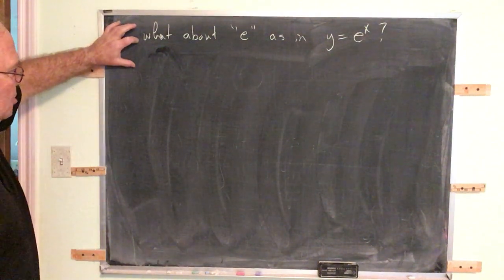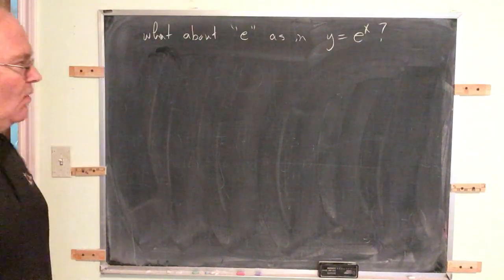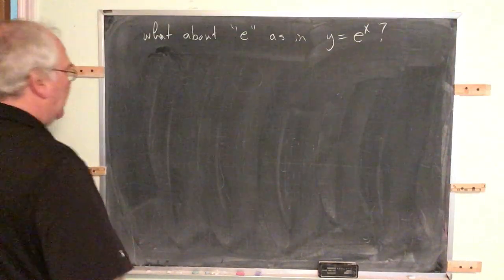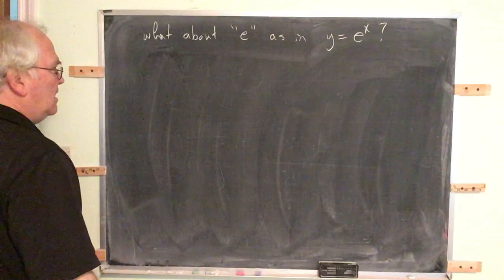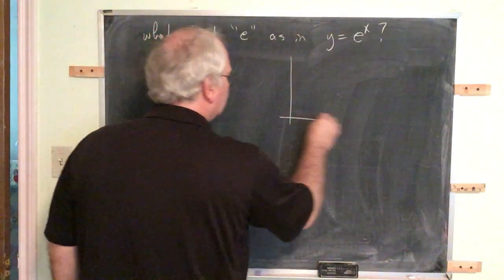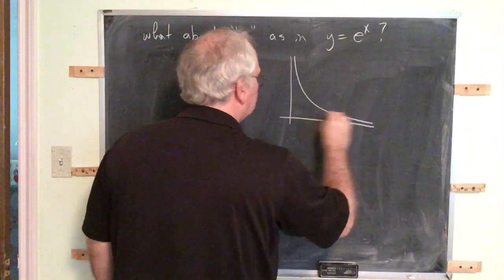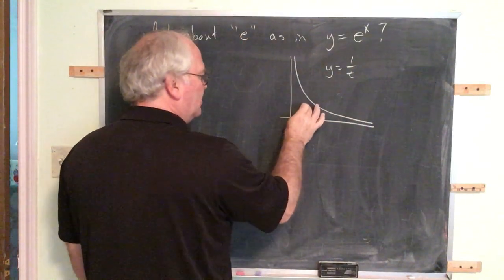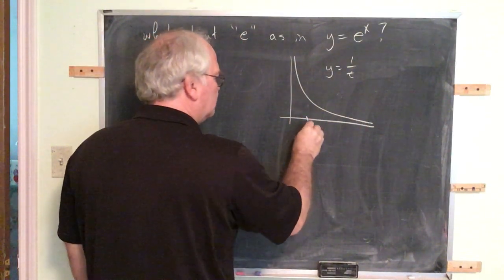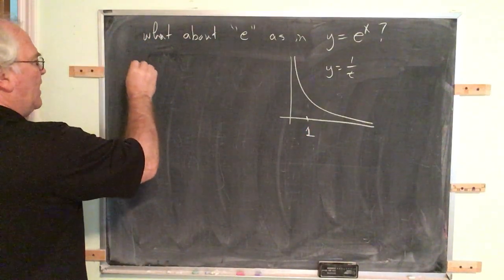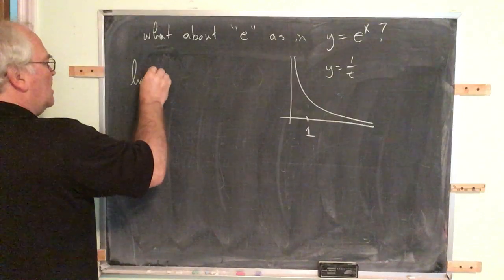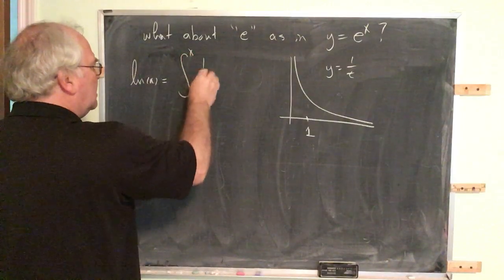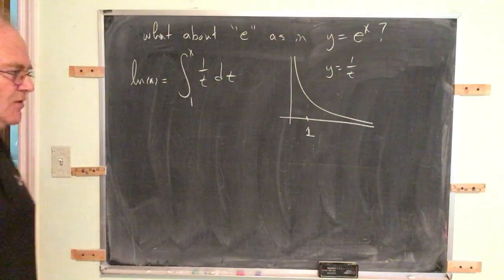Our next little notion here is, all right, what about e, as in y equals e to the x? We always had this e associated with natural log. Well, that's our next little piece of the puzzle. Now, this is the graph y is 1 over t. All right? Here's 1. And we know that the definition of natural log is the integral from 1 to x of 1 over t dt. That's the definition of the natural log function.